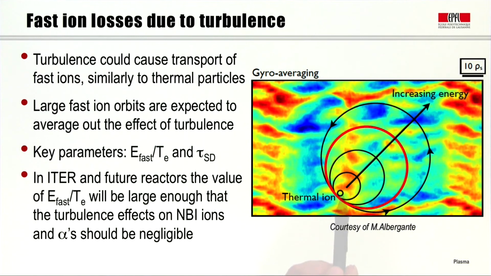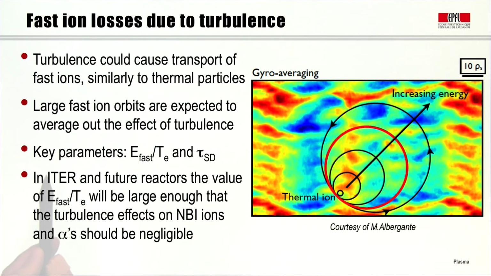So if you have a thermal ion which has a very small orbit, it will be influenced by, say, the electric field of the turbulence in one particular direction. It will receive a kick in one particular direction, and it will therefore be affected in its confinement and its transport. But as I increase the size of the orbit of the ion, typically by increasing its energy, I increase the number of turbulent eddies or turbulent structures that the fast ion interacts with over one orbit, and therefore it receives kicks in different directions along one orbit. These kicks will therefore be averaged out, and the net effect will be reduced to zero.